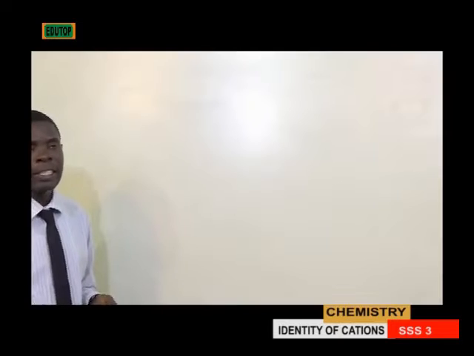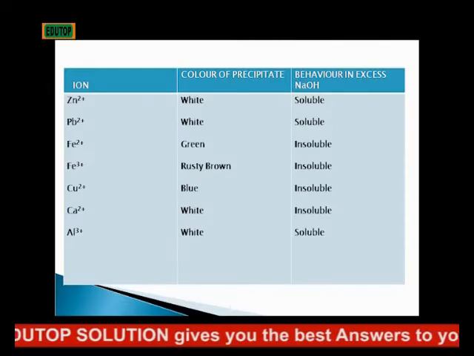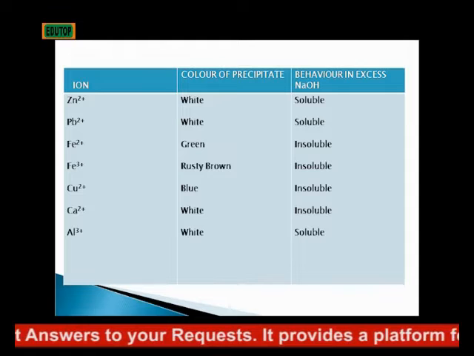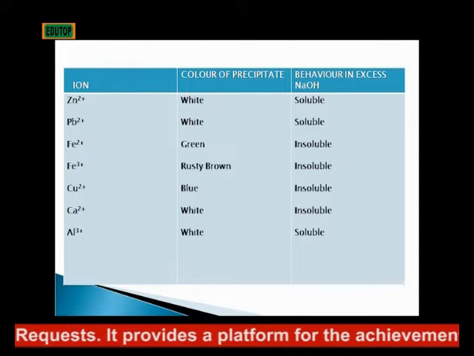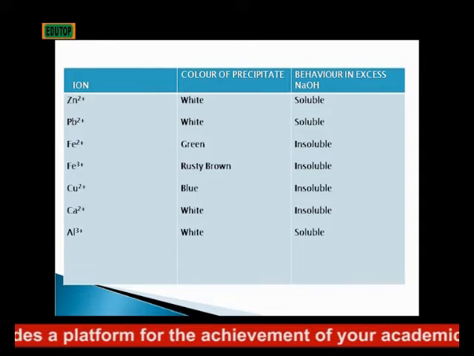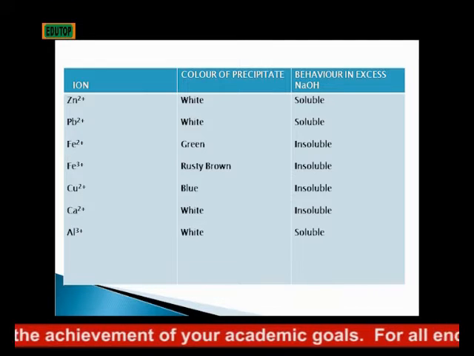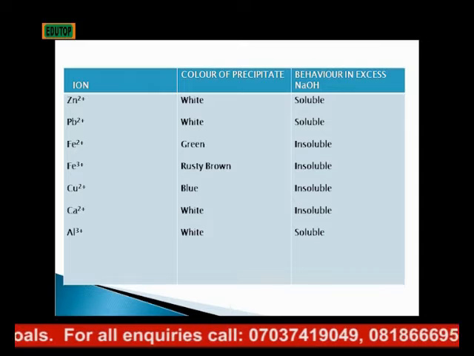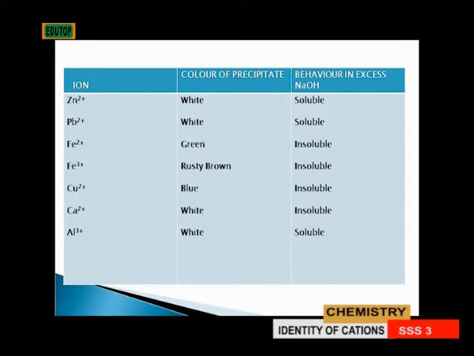Identification of cations. This is the qualitative analysis where ions have different colors of precipitates and behavior in excess sodium hydroxide. Zinc 2+ is the first ion here, where the color of the precipitate is white and is soluble in excess sodium hydroxide. Lead 2+ is also white in color and is also soluble in excess sodium hydroxide. Iron 2+ is green in color and is insoluble in excess sodium hydroxide. Iron 3+ is rusty brown in color and is insoluble in sodium hydroxide.